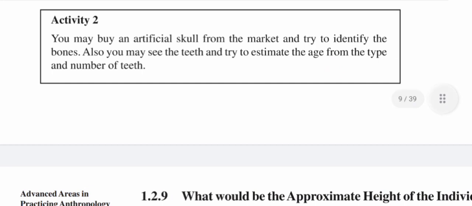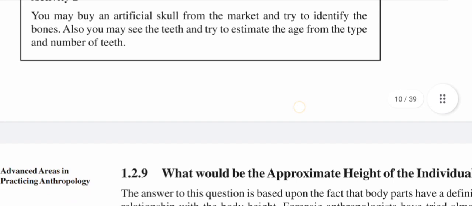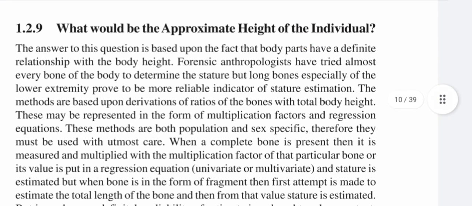Activity 2. You may buy an artificial skull from the market and try to identify the bones. Also, you may see the teeth and try to estimate the age from the type and number of teeth. What would be the approximate height of the individual?